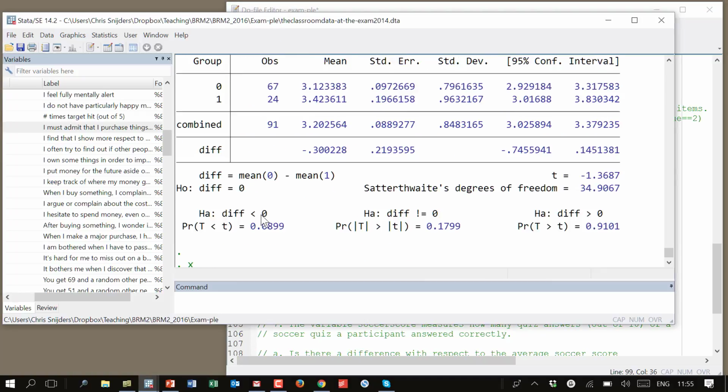And we see here, right in the middle over there, that equality between groups is not rejected, so supported.